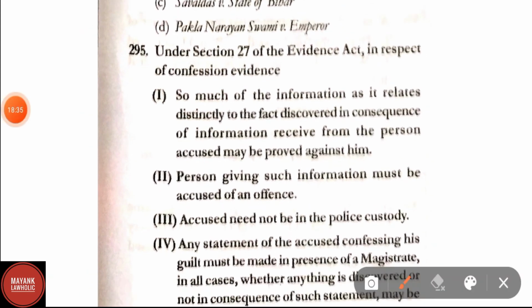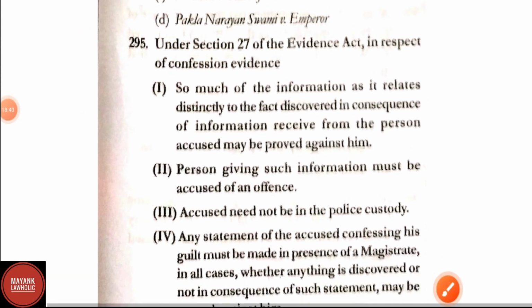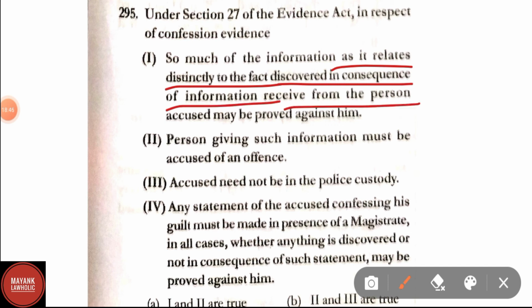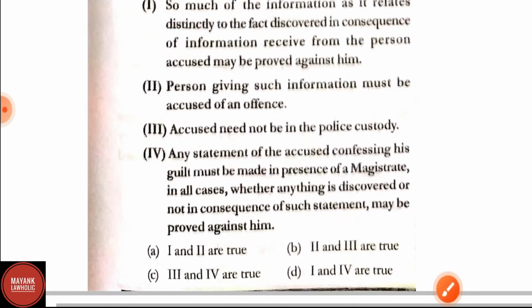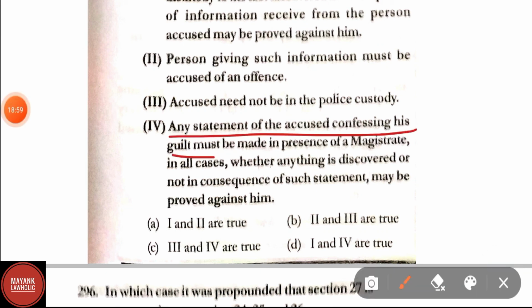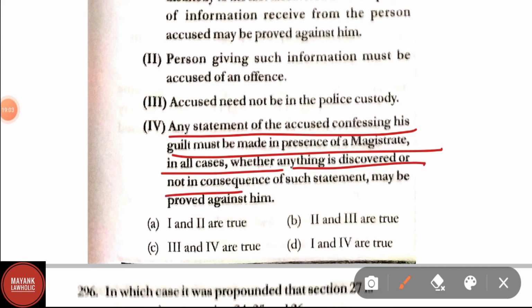Question number 295. Section 27 of the Evidence Act in respect of confession evidence. First, so much of the information as relates distinctly to the fact discovered in consequence of information received from the person accused may be proved against him. Second, the person giving such information must be accused of an offence. Third, the accused need not be in police custody. Fourth, any statement of the accused confessing his guilt must be made in the presence of a magistrate in all cases, whether anything is discovered or not in consequence of such statements, and may be proved against him.